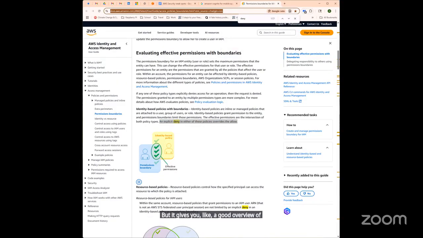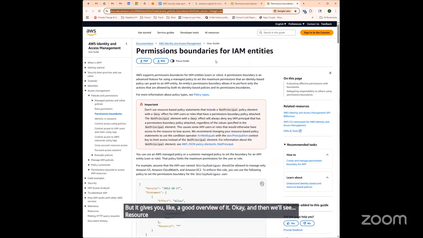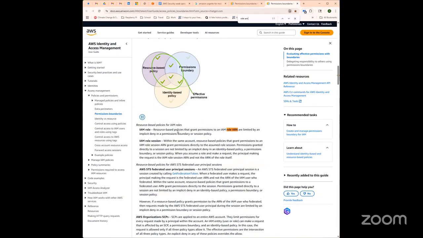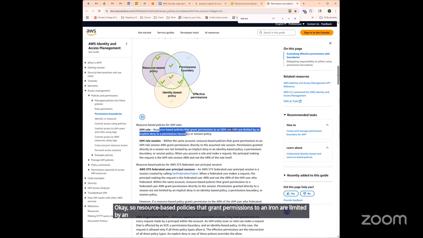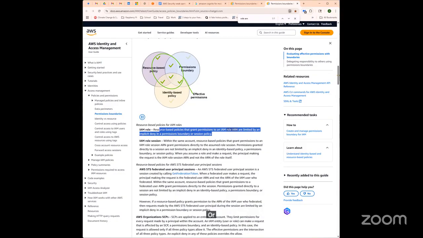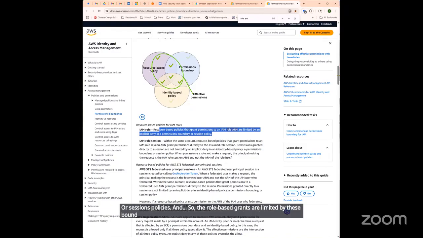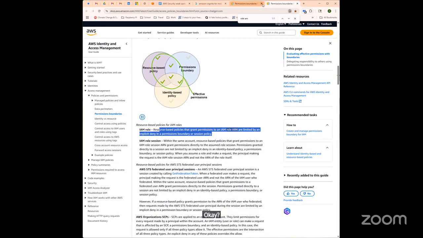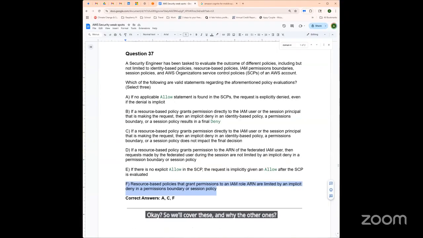Okay, and then we'll see resource-based policies. Resource-based policies that grant permissions to an ARN are limited by an implicit deny in a permissions boundary or session policy. In contrast to user policies, resource-based grants to role ARNs are still constrained by permissions boundaries or session policies. And so the role-based grants are limited by these boundaries. Okay, so we covered these, and why are the other ones incorrect?